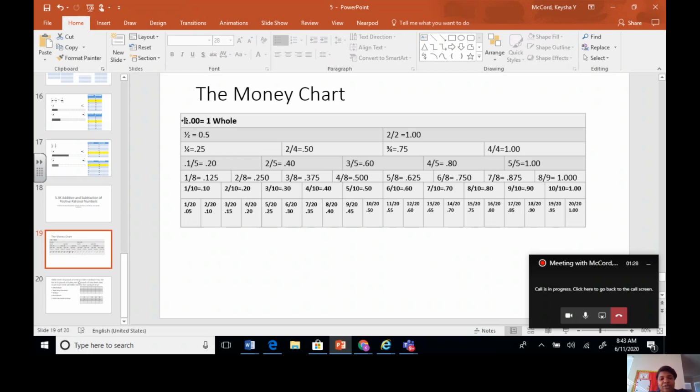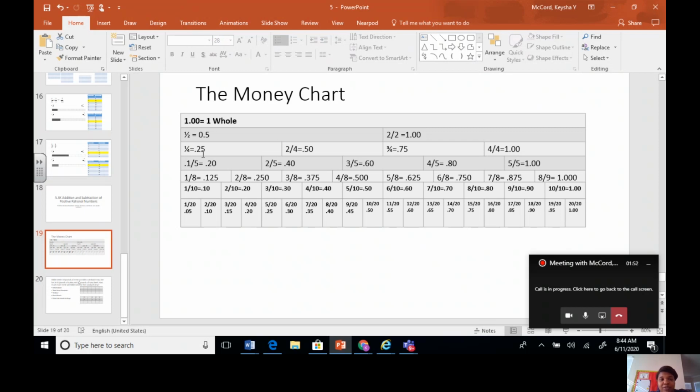This first row right here is a whole. That's $1. From now on, below the whole, we're going to split that whole up into a number of pieces, and we've got to figure out how much each piece is going to be worth. So if I split it into 1/2, I know half of $1 is 50 cents. So that means 1/2 is equal to 5/10. And then if I have 2 halves, that's 1 whole.